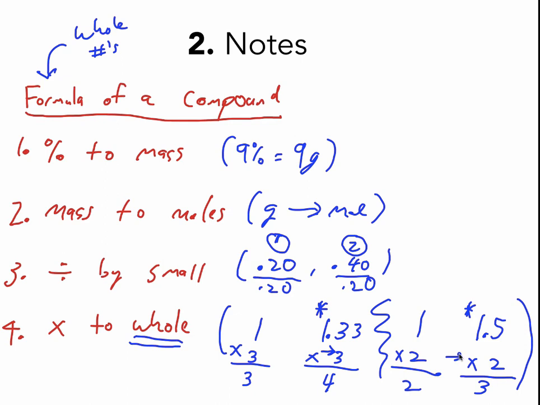So percent to mass, mass to moles, divide by small, times to whole. Percent to mass, mass to moles, divide by small, times to whole. All right, I'll stop. You get the deal. Optional, this step, and the fourth step. So let's do some examples.